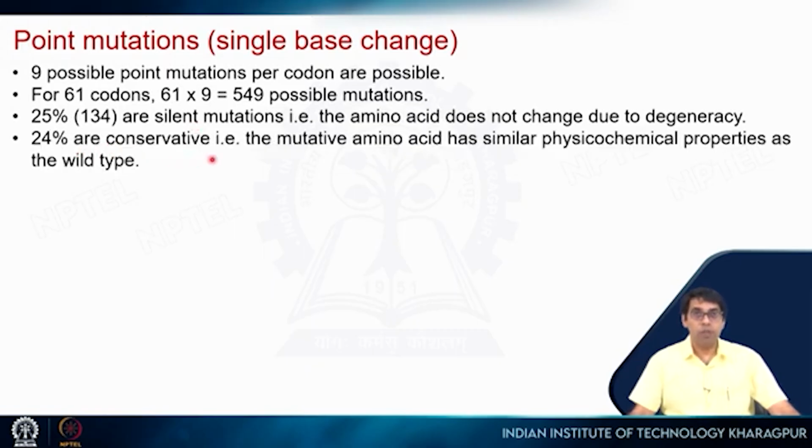24% are conservative mutations, which means that the amino acid it is mutated to has very similar physicochemical properties. For example, arginine gets mutated to lysine, so both are basic, or aspartic acid gets mutated to glutamic acid, or phenylalanine gets mutated to tyrosine or tryptophan, right. So 24% are conservative. Okay. So you will see that almost 50% of the mutations are most probably not going to create much problem.